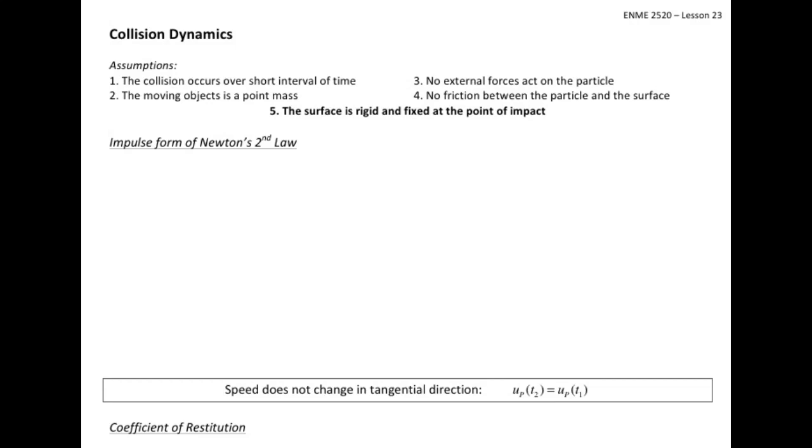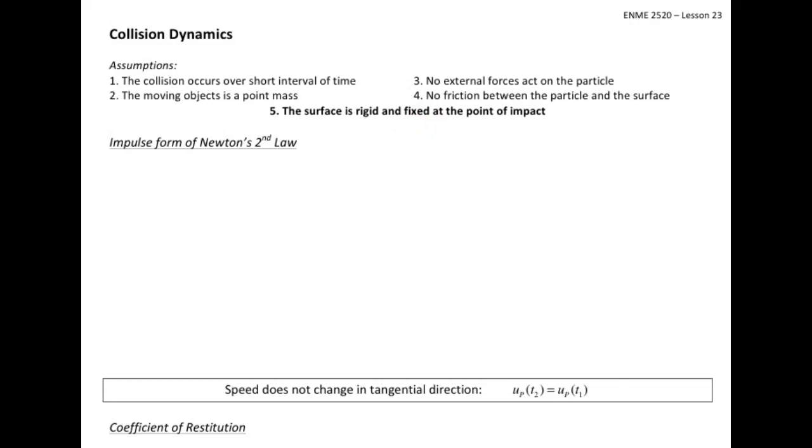And this is a big difference because in lesson 22, when we were talking about the collision of 2 particles, both particles deformed and then rebounded. In this case, the surface itself we're assuming is rigid. And then if it's fixed at the point of contact, then what we're saying is that there's no velocity during the contact of the surface.